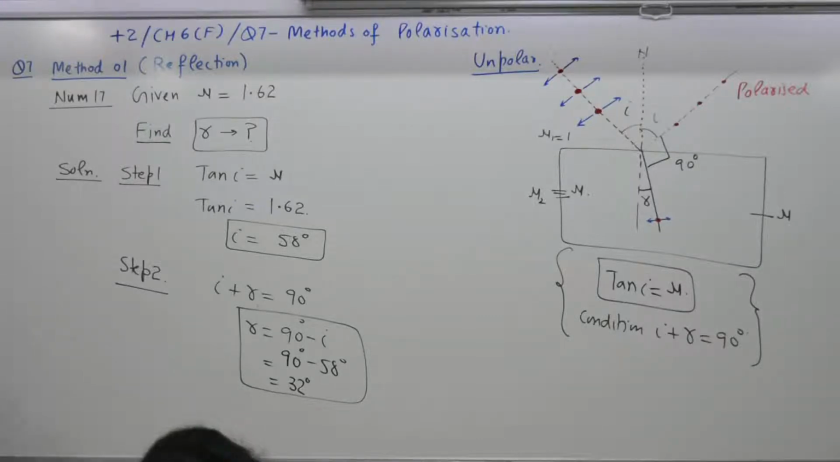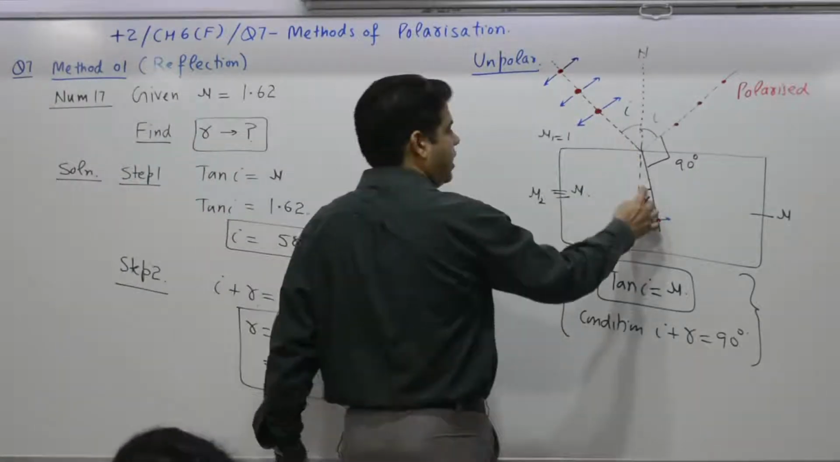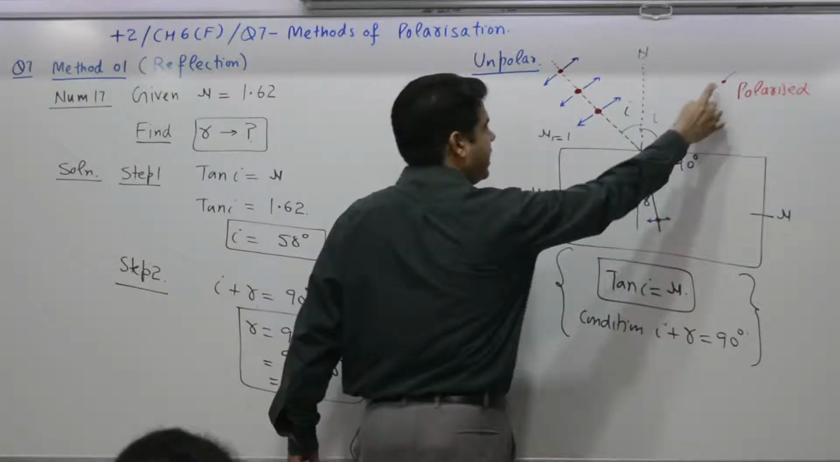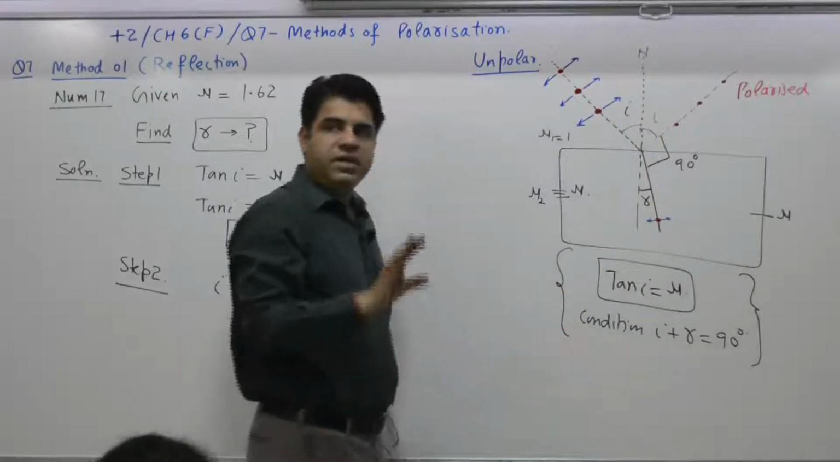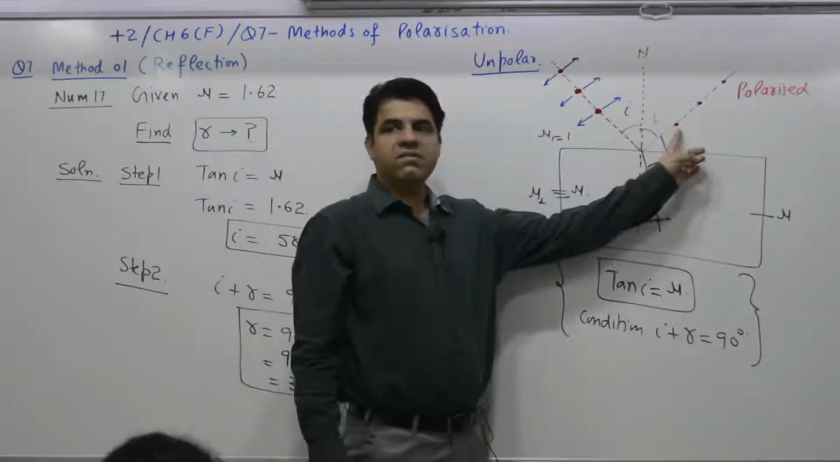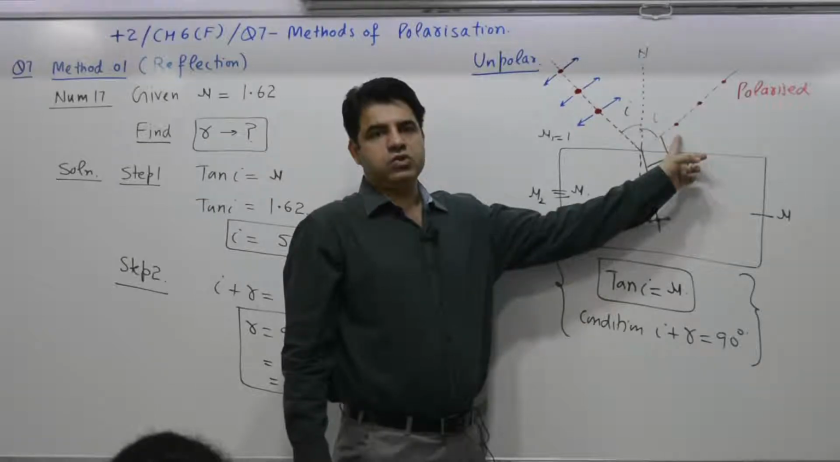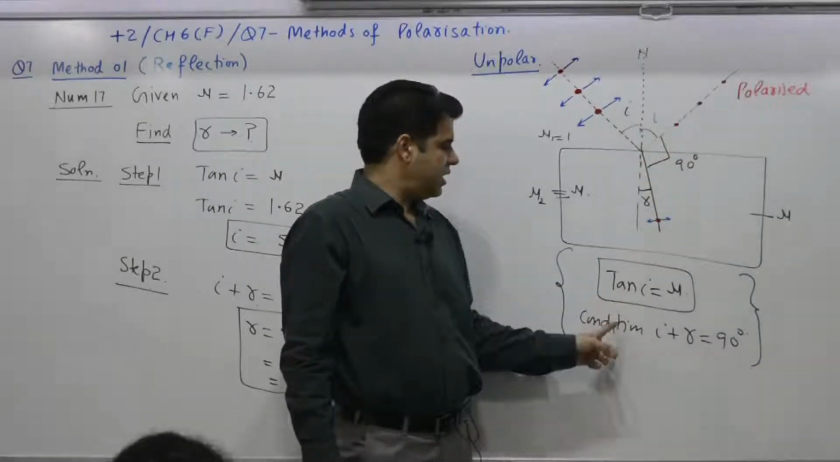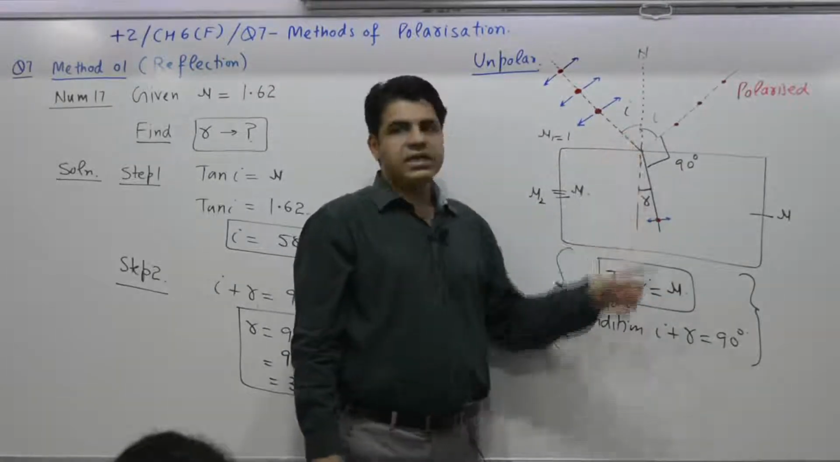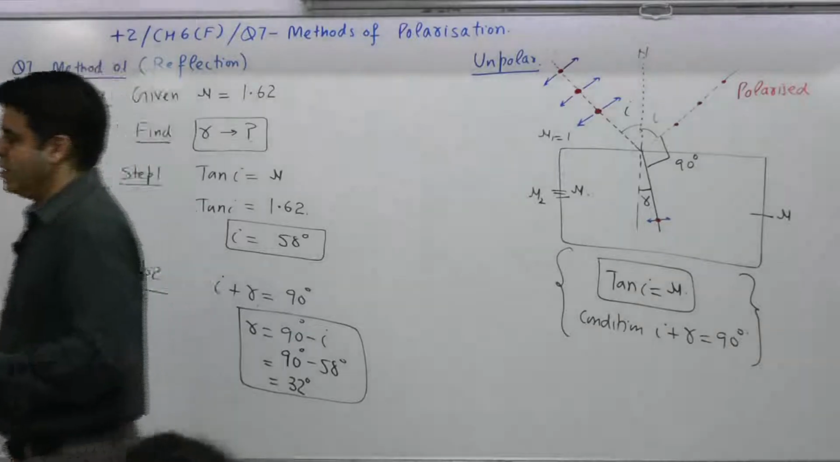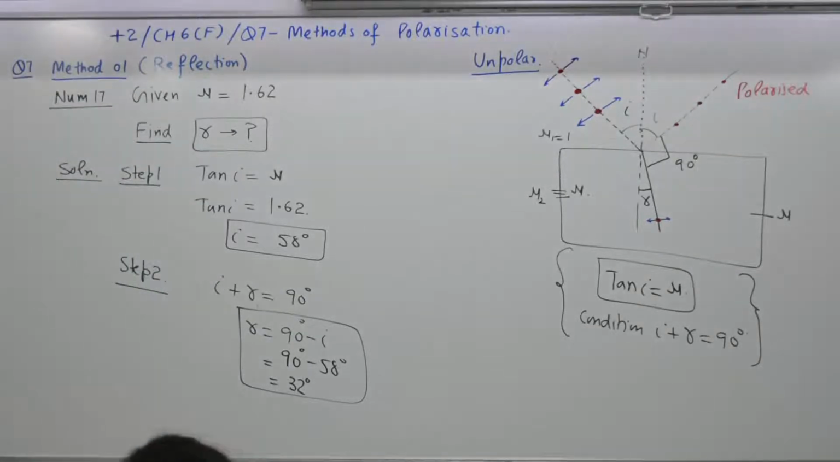This was method 1 of knowing how I is connected with the R. This angle, reflected ray and refracted ray, angle between the two. Whenever this angle is 90 degree, this reflected ray will be polarized. Relationship between I and R is I plus R is equal to 90, and from the derivation, conclusion was tangent I is equal to refractive index nu. This is method 1.